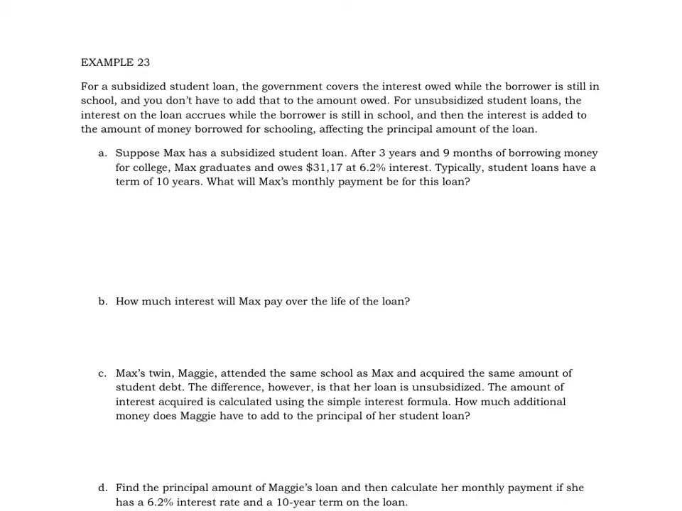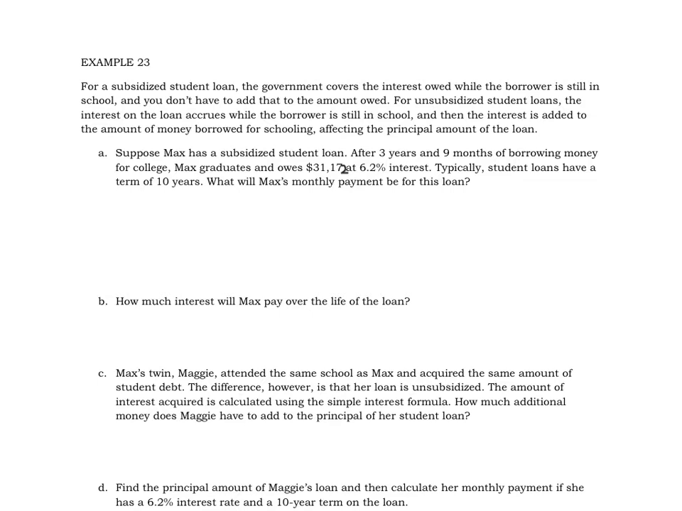Suppose Max has a subsidized student loan. After 3 years and 9 months of borrowing money for college, Max graduates and owes, that should be $31,172 at 6 2/10% interest. Typically, student loans have a term of 10 years. What will Max's monthly payment be for this loan?